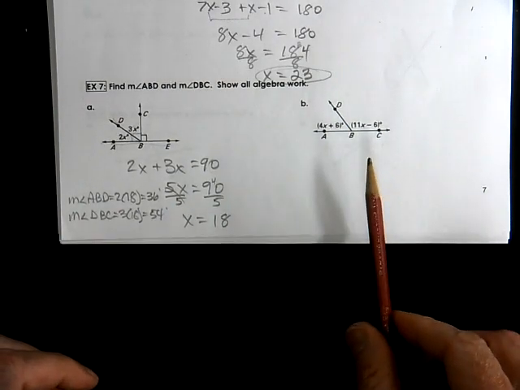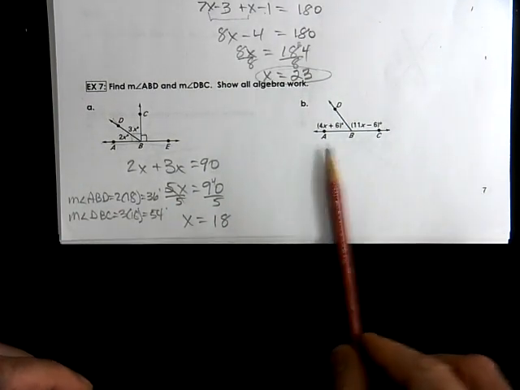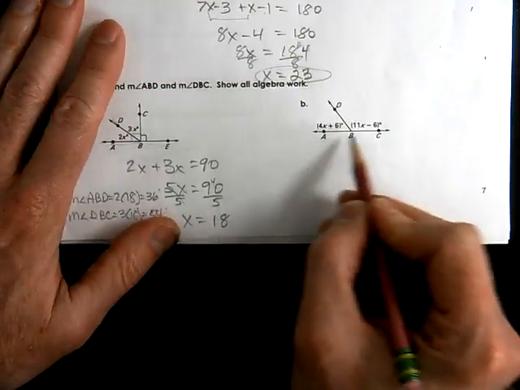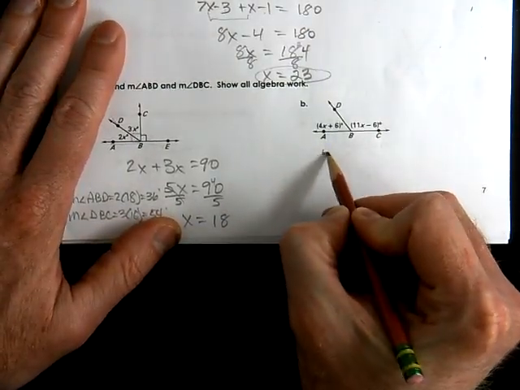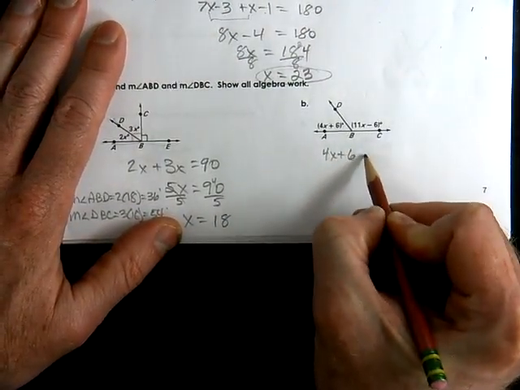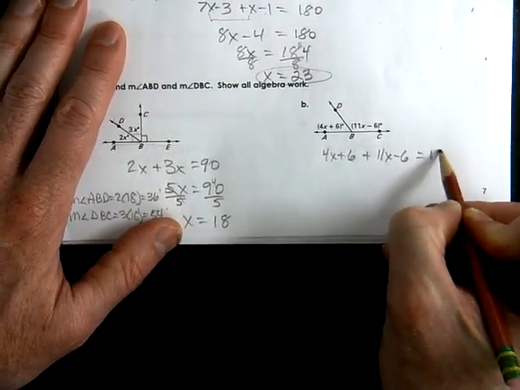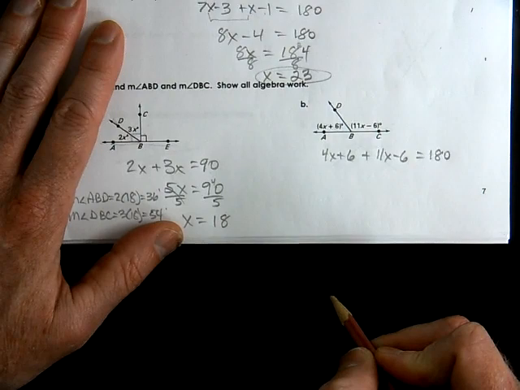Okay, pause the video and work on this final question. How would you set it up? What do you see? What do you get? Don't forget to answer the question. So we're going to see that 4x plus 6 and the 11x minus 6 is going to add up to 180 degrees.